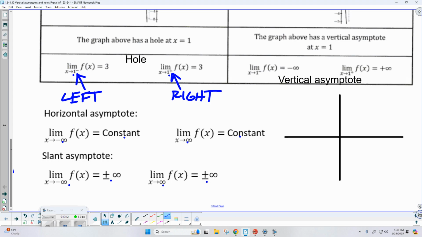Okay. So if x is approaching a specific number and your answer is a number, you're talking about a hole. In fact, this information here would tell me immediately I know there's a hole at 1, 3. Now, what's it going to look like if it's a vertical asymptote? Well, you're still going to have x approaching a specific number from the left and the right, but if your answers are some type of infinity, then we're talking about a vertical asymptote.